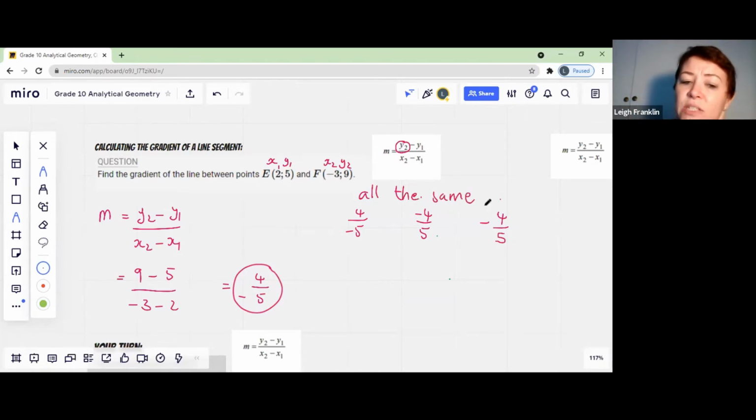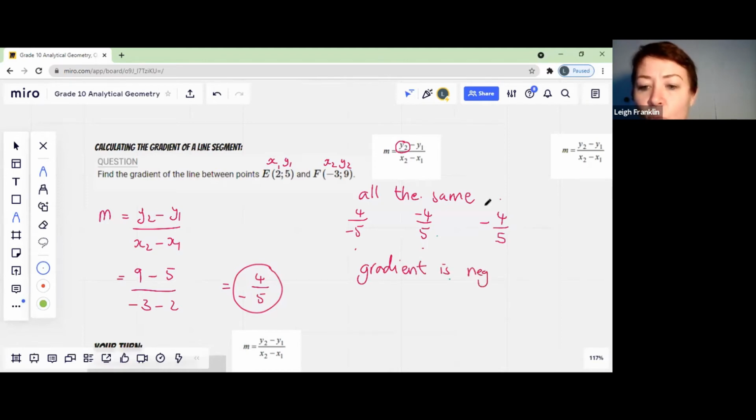So it does not matter where I put the negative. If I put my negative at the denominator, like it is in the first one, or if I put my negative in the numerator, like I have with the second one, or if I put my negative at the front, it doesn't matter. It all means the same thing. Either way it comes out, it doesn't matter how you write it. But here, what you would say is that the gradient is negative.